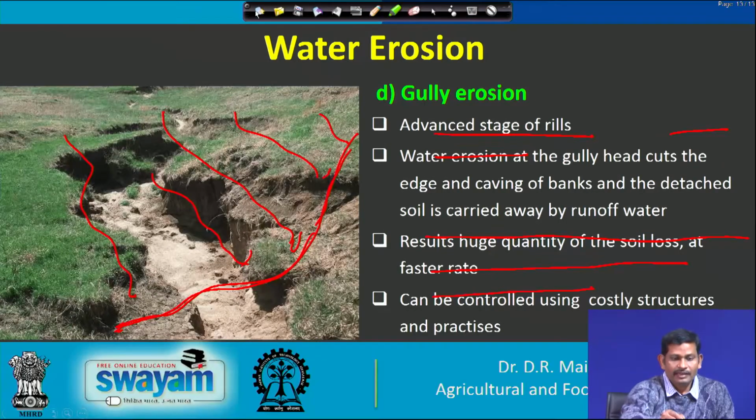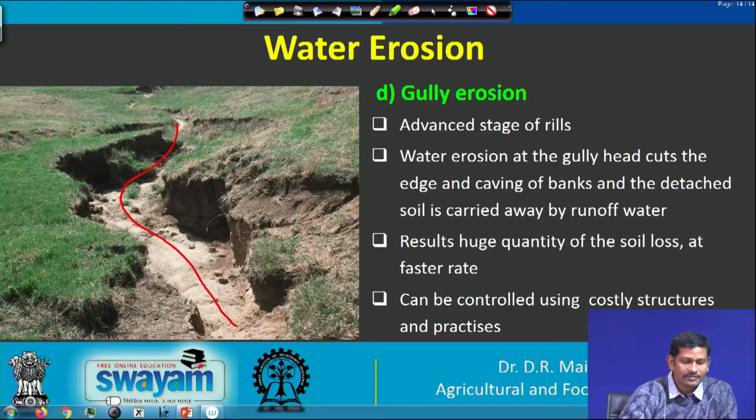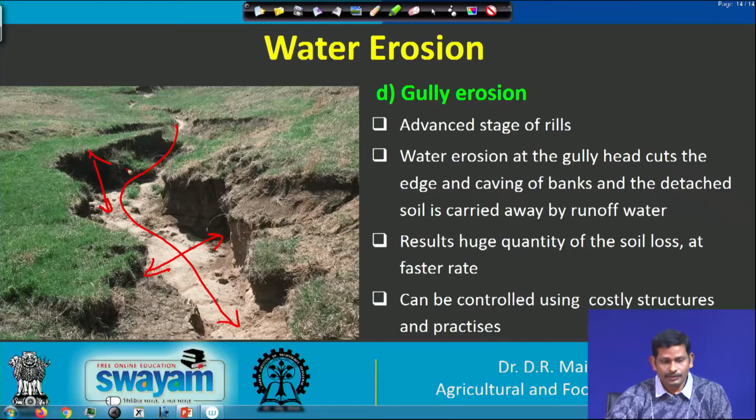And the next is gully erosion. If you see the gully erosion here, it is the advanced stage of rills. In the previous picture, it was a small stream channel kind of thing, rills. Now it is growing bigger, in width as well as depth. This is the advanced stage of rills, and the water erosion at the gully head cuts the edges and caves the banks, and the detached soil is carried away by the runoff water.